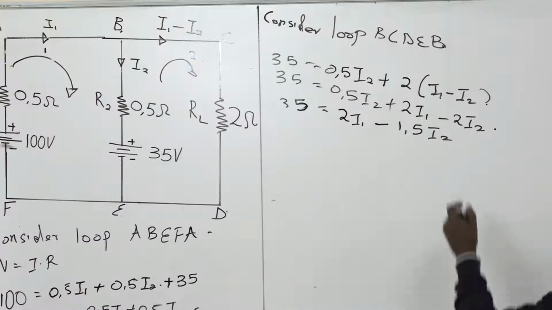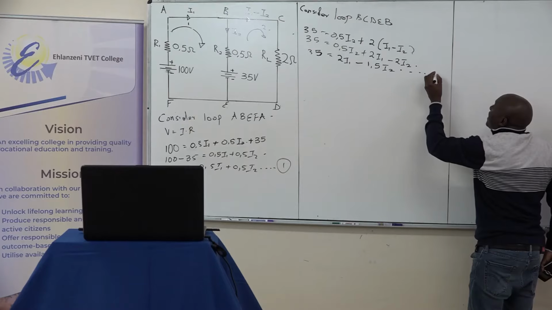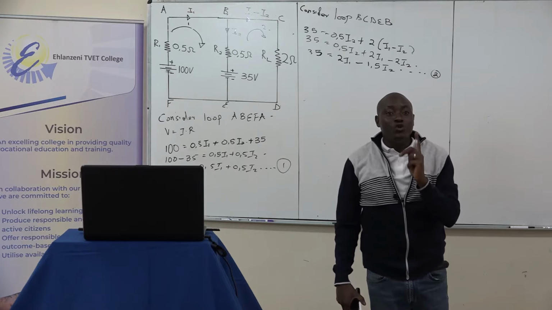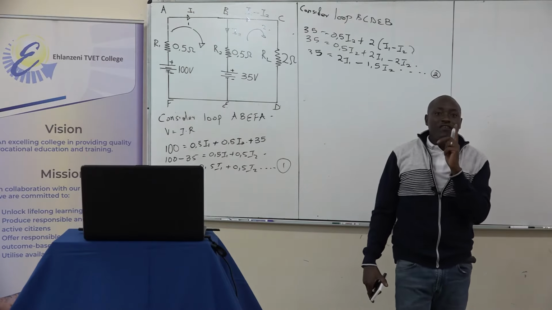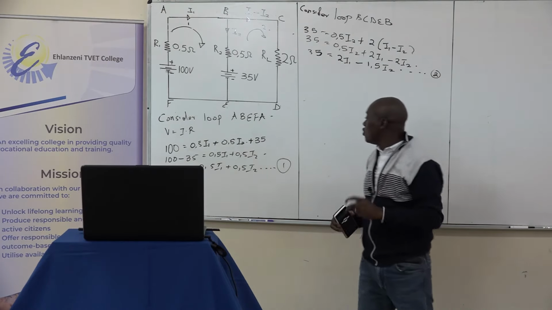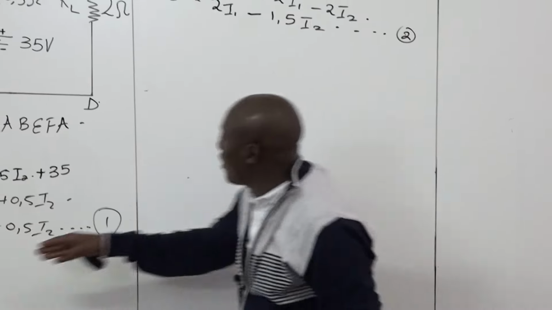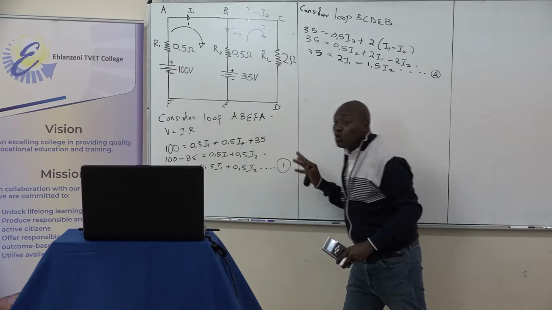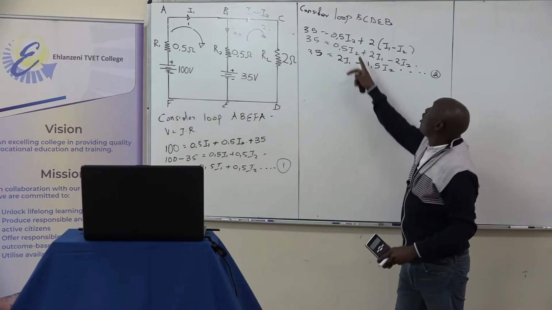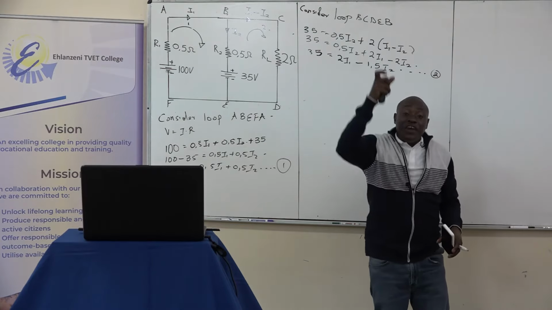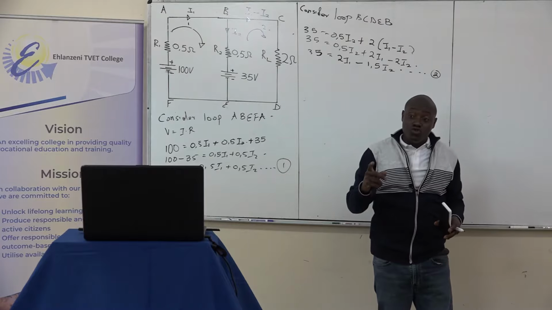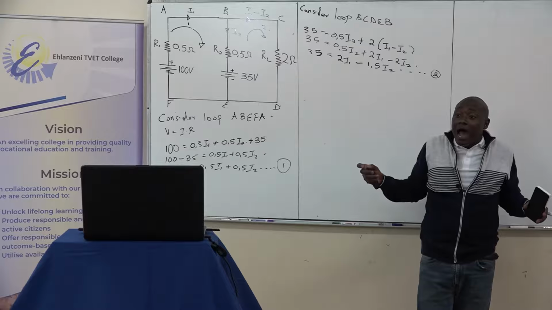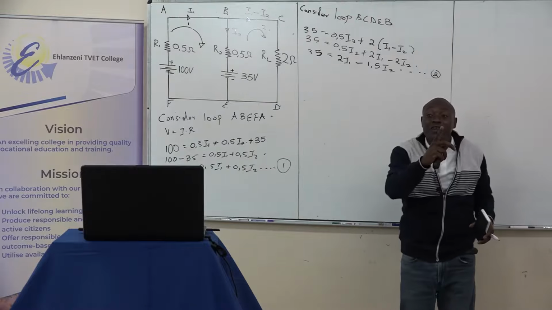And I'm going to call this equation 2. Now I'm having equation 1 and equation 2. But the question says that we need to calculate the current. But in equation 1 and equation 2, I'm still having both variables, I1 and I2. And one variable must die. How are you going to eliminate one variable there?